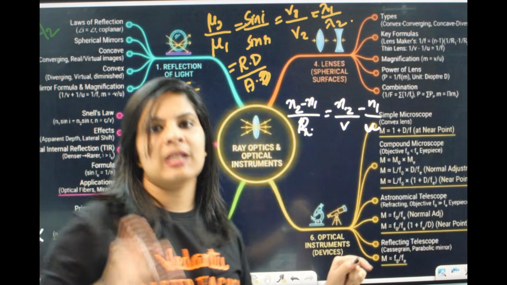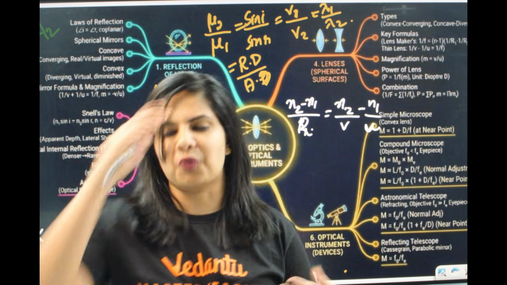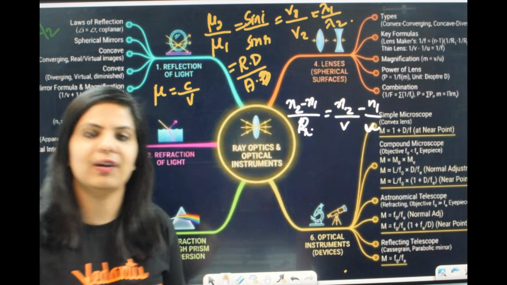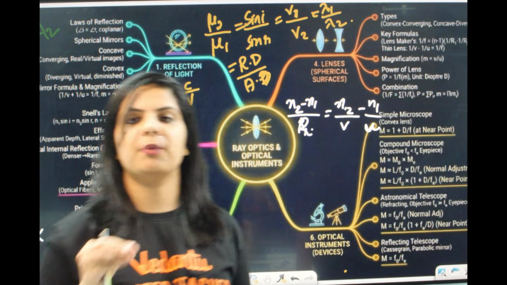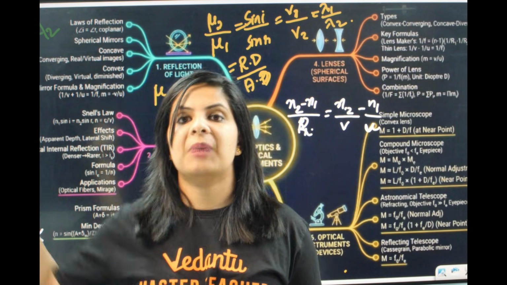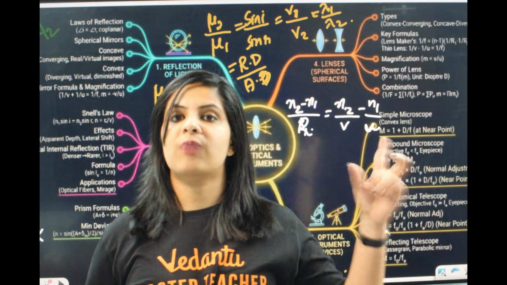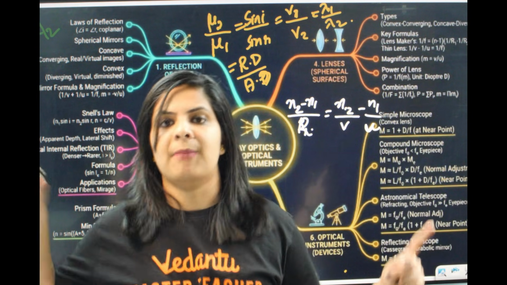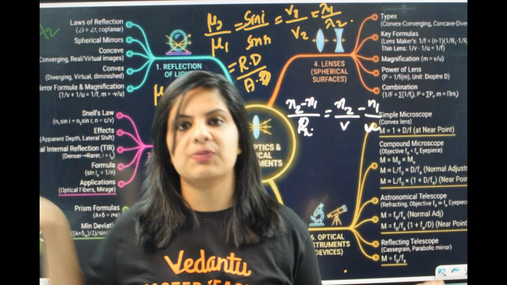Next one, the lens formula, which means the lens uses the formula 1 by f equal to 1 by v minus 1 by u. Check the mirror formula: 1 by f equal to 1 by v plus 1 by u. Here it is 1 by v minus 1 by u. Magnification in a mirror is minus v by u.